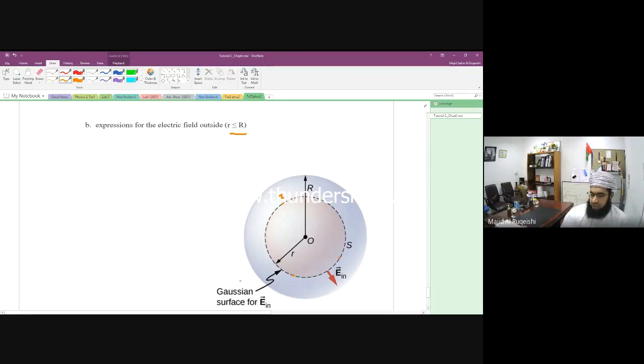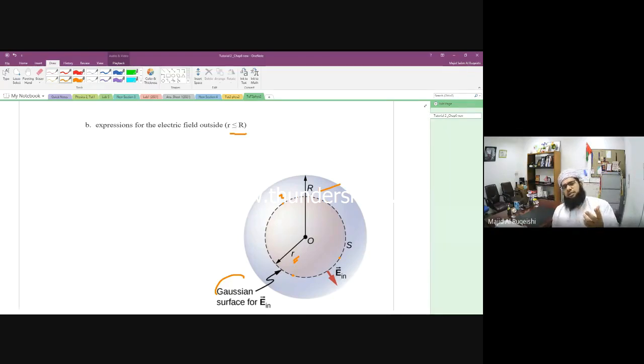And this surface we call the Gaussian surface. So this is imaginary. I chose it, anyone can choose it. And the small surface has small r. We know the original sphere has capital R. The capital R represents the large sphere, and the small r represents the imaginary sphere that we are drawing.